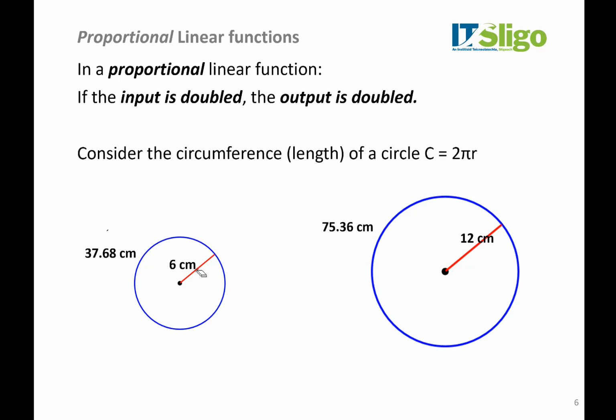A lot of people go through the world thinking everything is a linear function. If I double the money I put into the bank, then I'm going to double the money I get out at the end. That's not going to happen that way, because banks and interest rates operate under a different function, usually an exponential function. So if I double the input, it doubles the output, that only applies to a linear function, and a proportional linear function in particular.